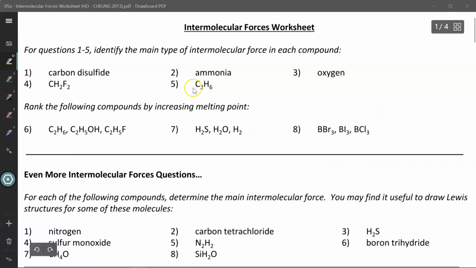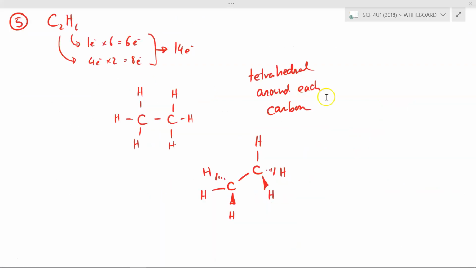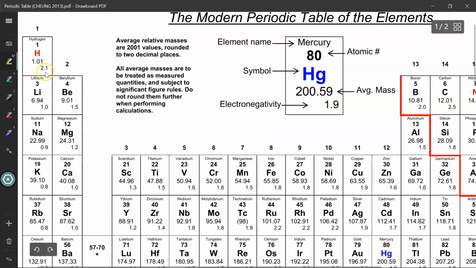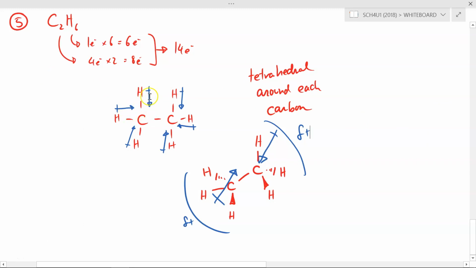Alright, and then now our last example is C2H6. So here we're going to have a tetrahedral shape around each of the carbons. So the carbon over here has a tetrahedral shape, and so does this carbon when it's attached to it, another tetrahedral shape. Hydrogen has an EN value of 2.1, while carbon is 2.5. Resulting in very, very weak dipole moments, but more importantly, these dipole moments kind of just cancel each other out.